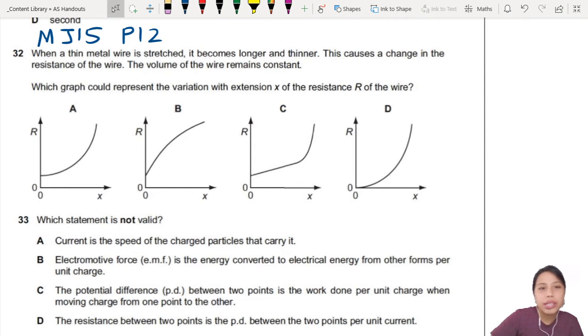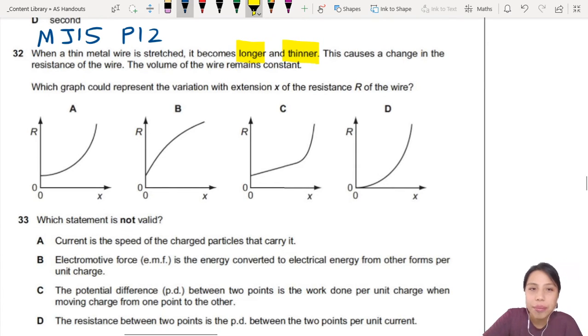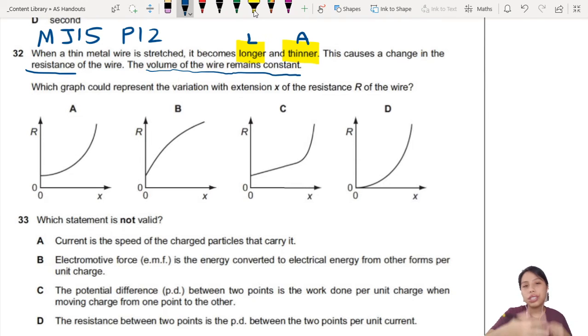This first one is about a graph. Remember I mentioned stretching, right? So when a thin metal wire is stretched, reminds me of chapter 9, it becomes longer and thinner. That means a change in L and also a change in area or diameter. And because of that, the resistance of the wire changes. Yes, we looked at that animation just now. But here's a very important tip. This is not always true for all wires. You might want to look very carefully at each question that talks about stretching. So here, the volume of the wire remains constant.